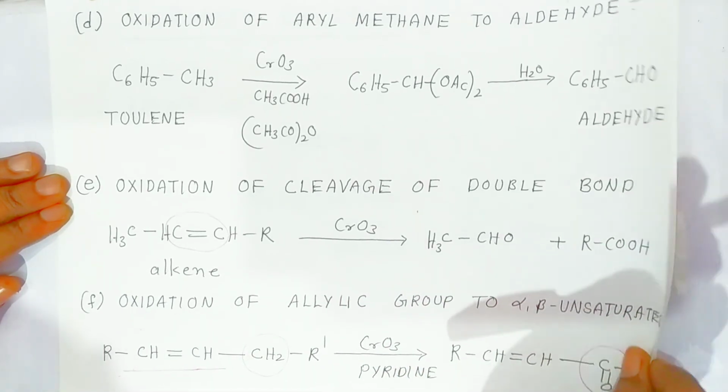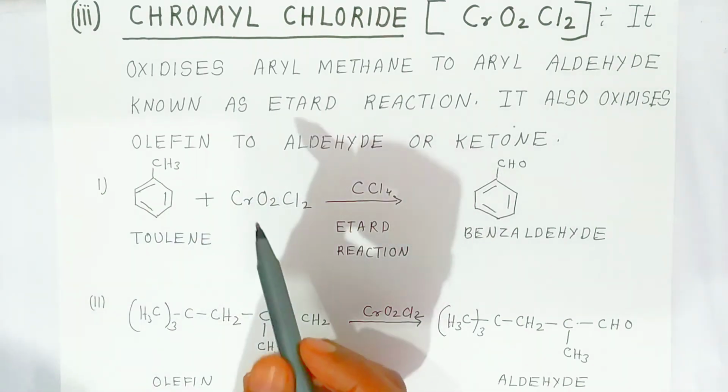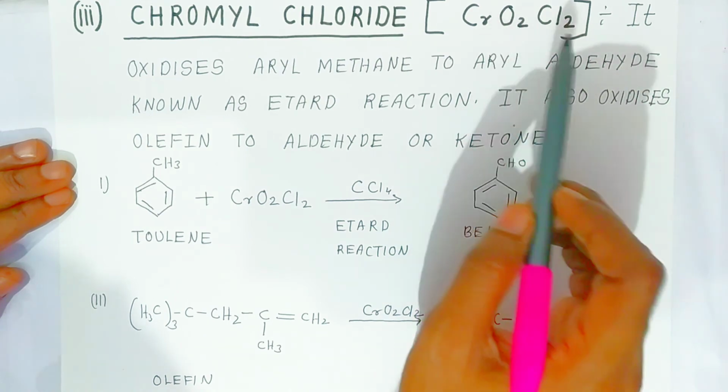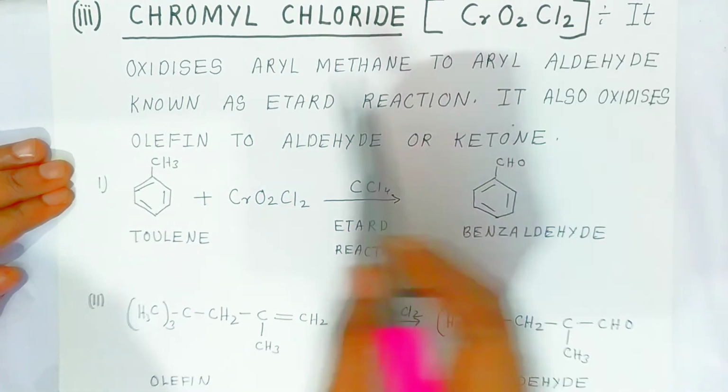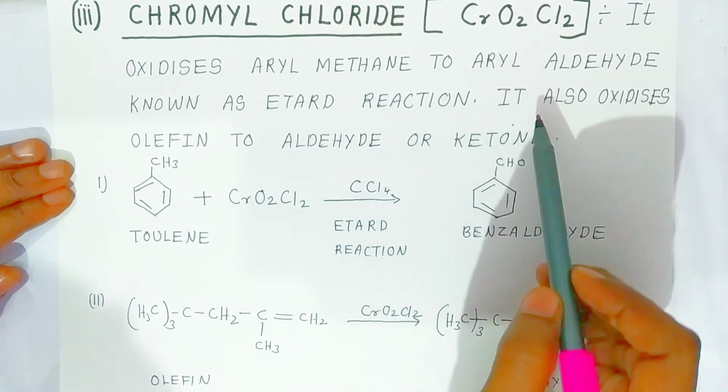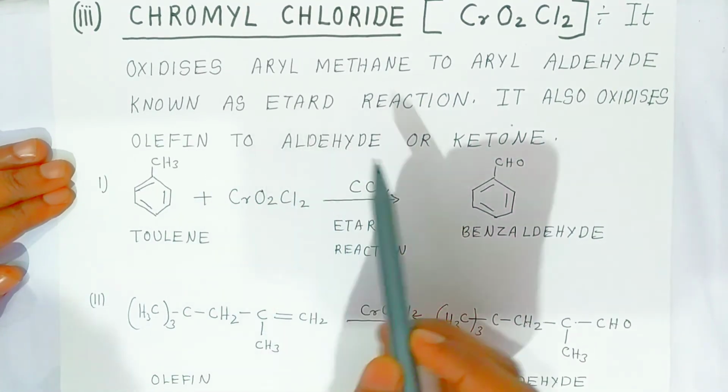Now students we are going to see the third type of oxidizing agent that is called chromyl chloride, CrO2Cl2. This is the formula of chromyl chloride. It oxidizes aryl methane to aryl aldehyde, known as the Etard reaction. It also oxidizes olefinic compounds to aldehyde or ketone.